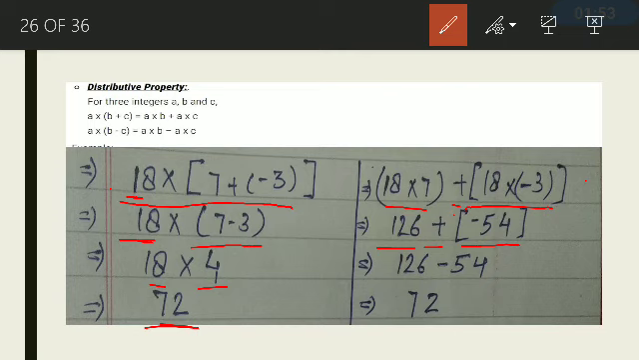Now after you open the bracket in the third step, 126 will come down as it is. Positive and negative will result in subtraction, that is the minus sign. So it will become negative 54. So 126 minus 54 will result in 72. So as you can see with the help of this example, using the distributive property for integers is also giving you the same answer as you are getting without using the distributive property for integers in the first example. So yes, the distributive property is also applicable under multiplication of integers.